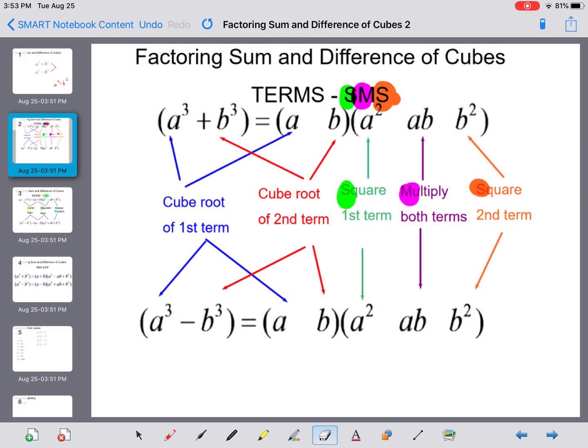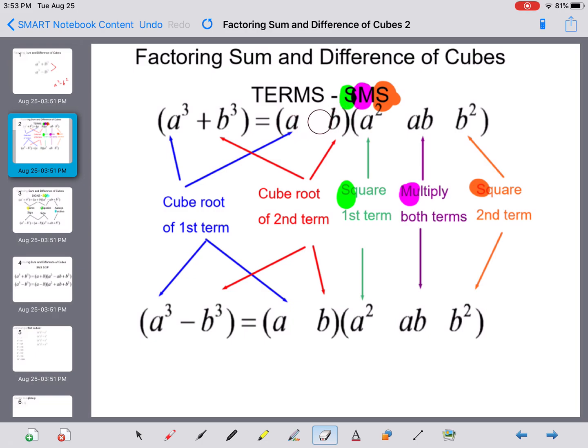The first term that you're going to find, you're going to take the cube root of the original first term, and that will give you your first term. That works in both the sum and the difference. And then the second piece you're going to find is the cube root of the second term. You're not going to take into consideration the sign. We will discuss signs in just a minute. So even though this is a minus and this is a plus, we are only looking at the b to the third and b to the third.